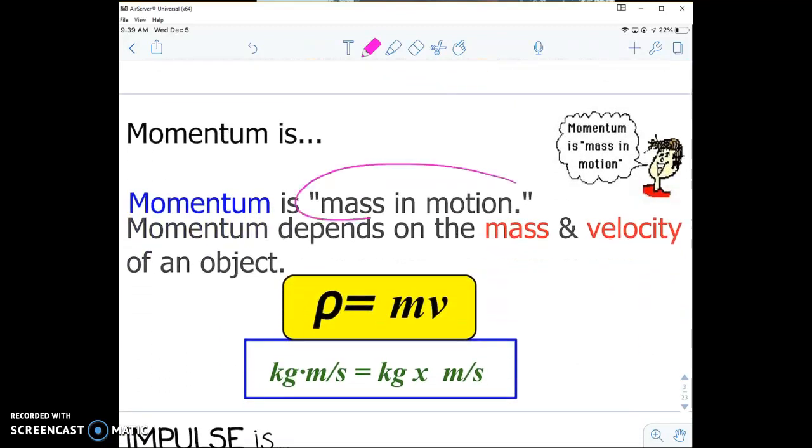Momentum is mass in motion, and it depends on the mass of an object and its velocity, so how fast it's moving. For momentum, we use the letter P, and our formula is momentum is equal to mass times velocity. Mass is measured in kilograms, velocity is meters per second, so our unit for momentum is kilogram meters per second.